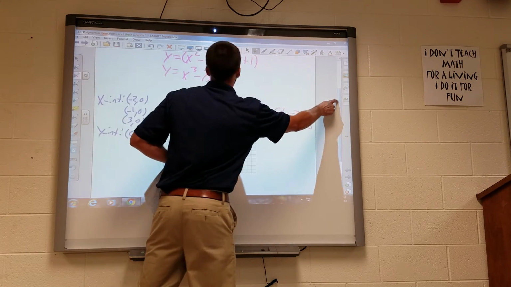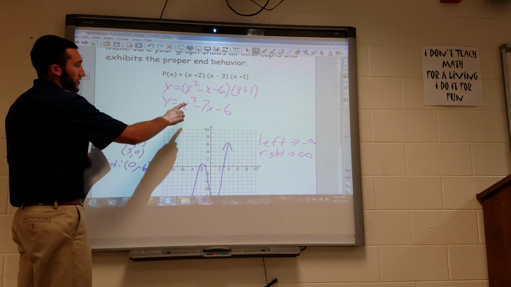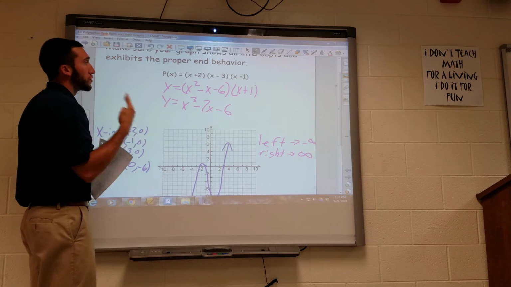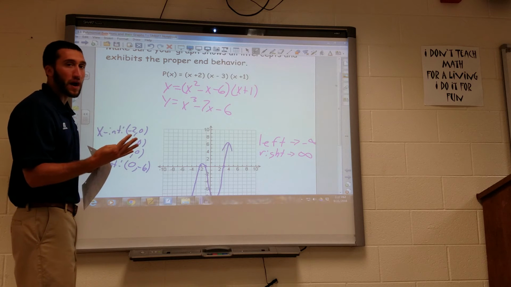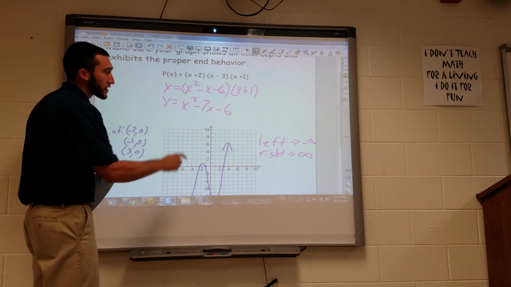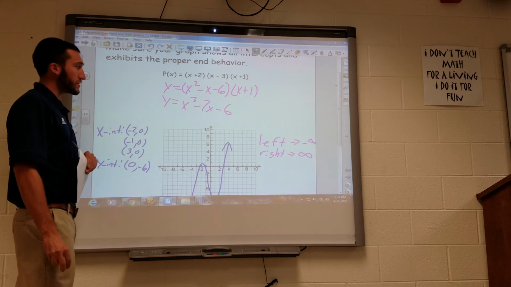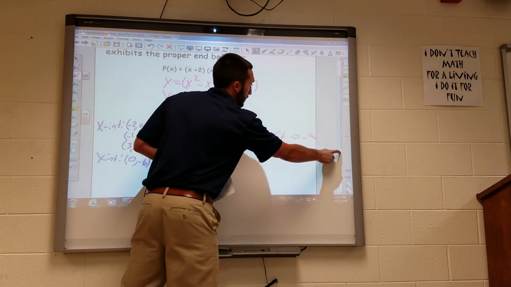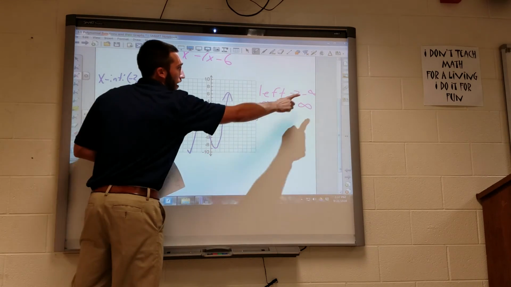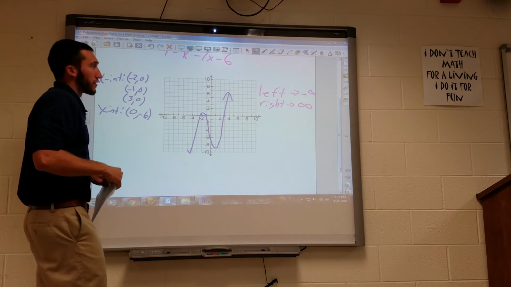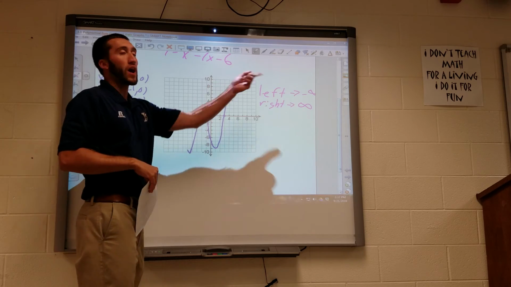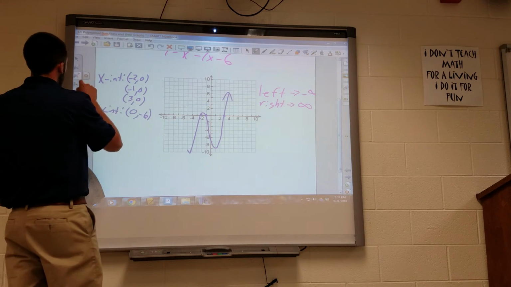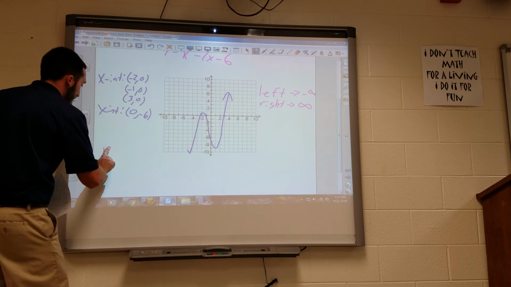And one thing I wanted to mention before I go on to this, since this is an odd degree, right? 3 is odd. So if we had a 2 or 4, that'd be an even degree polynomial. So this is an odd degree polynomial. Since this is an odd degree, as long as a is positive, this is always how our end behavior is going to look. It's going to fall to the left, rise to the right, if you want to think of it like that.